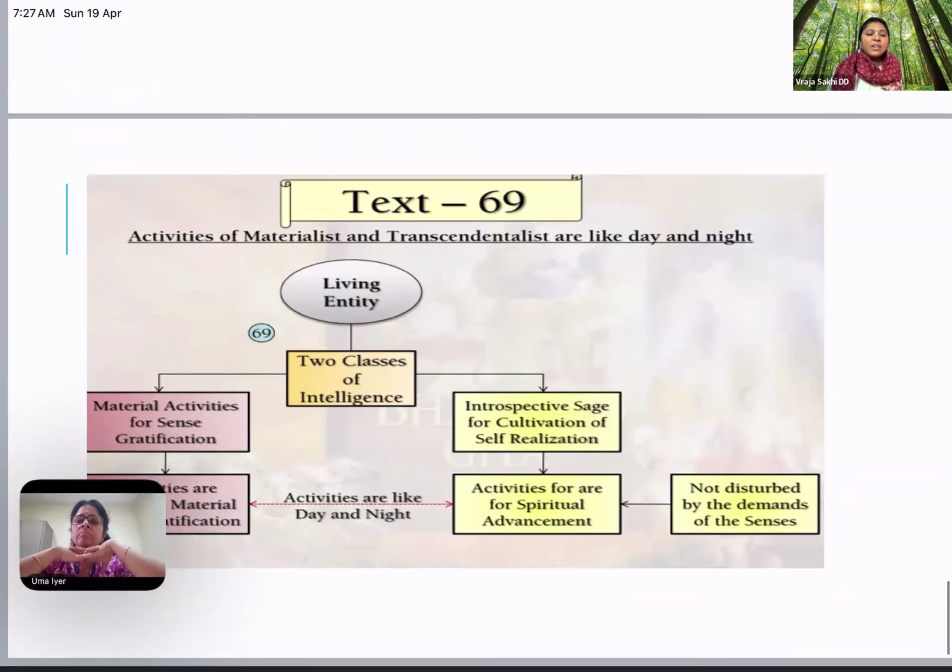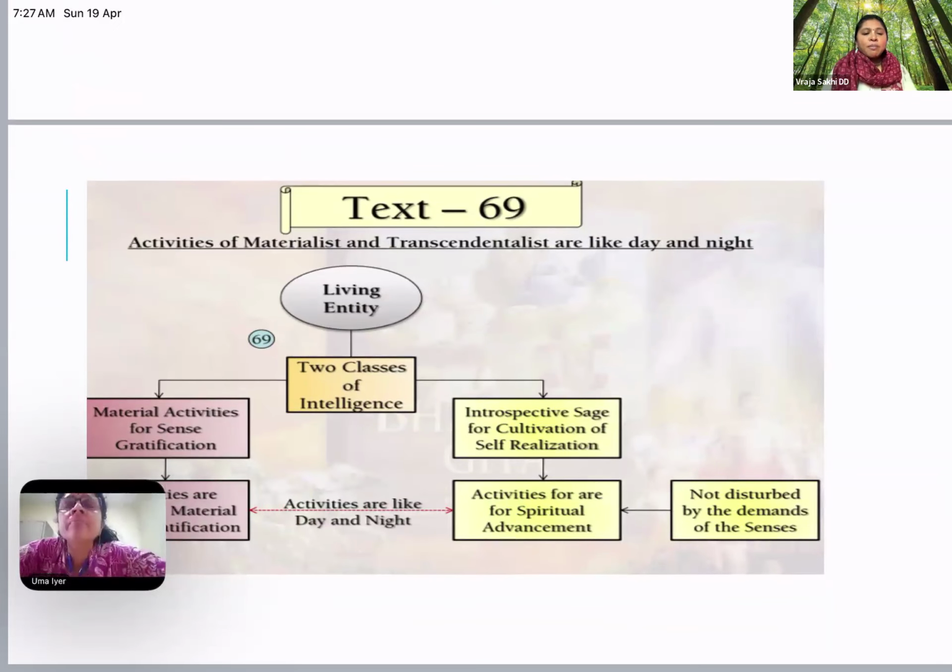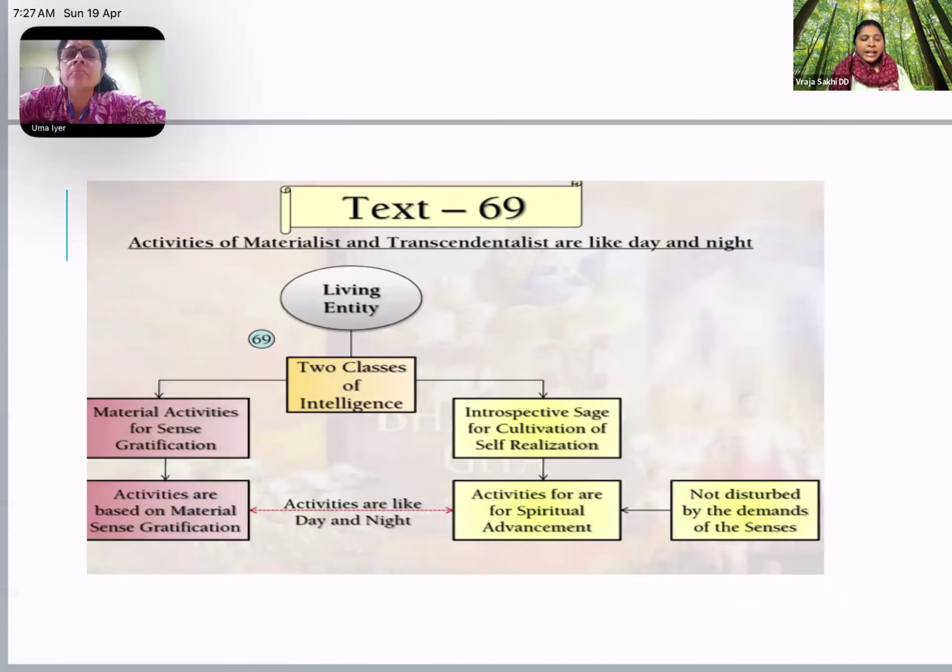So we can see that among living entities, there are two classes of men: the introspective sage and the materialist. Materialistic people's activities are all centered on sense gratification. We see that whatever is day for a spiritualist is night for a materialist, and whatever is night for the materialist is day for the spiritualist.